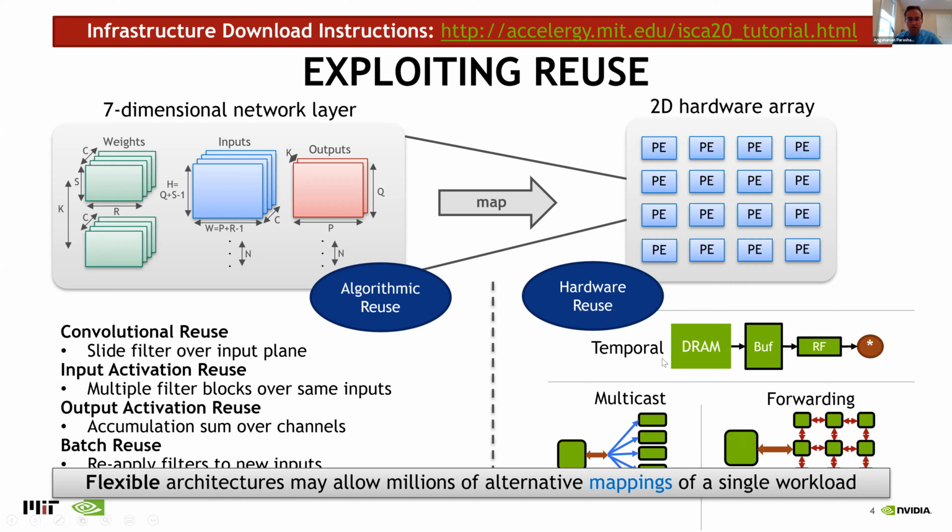Now, the interesting thing is there are a number of ways to map these algorithmic reuse forms onto the hardware reuse forms. Flexible architectures, which tend to be the kind of architectures that people are building these days, may allow millions of alternative mappings of the same workload. What that means is, in order to get a fair evaluation of a workload on an architecture, it used to be that you just needed a performance model. You just ran the workload on the model of the new hardware that you're trying to build. That's not sufficient for these workloads, because you have to bring these mappings into the equation as well.